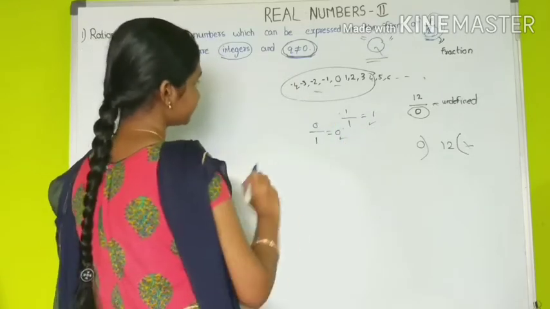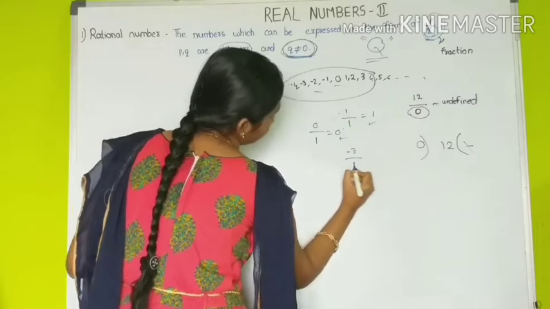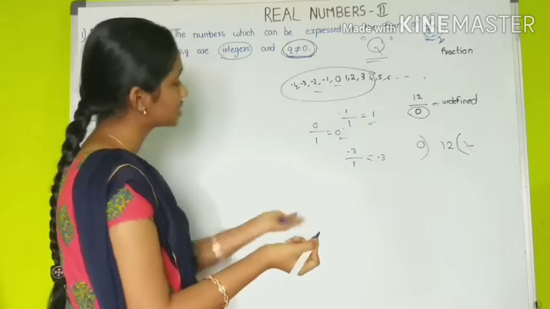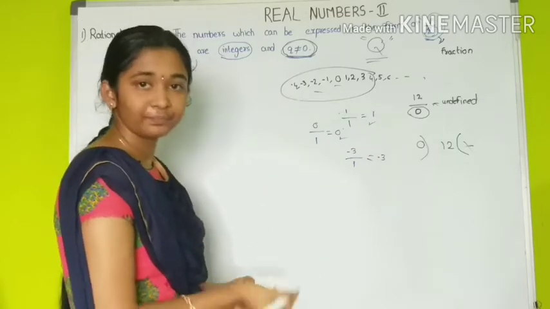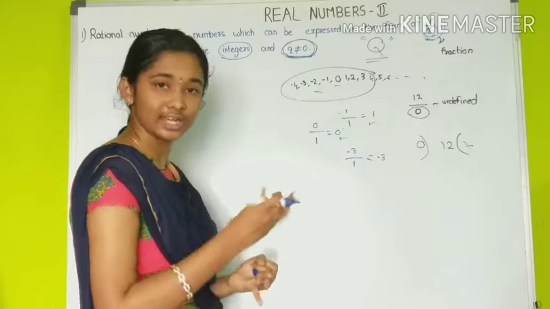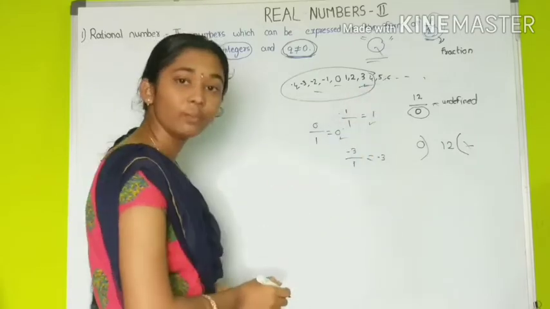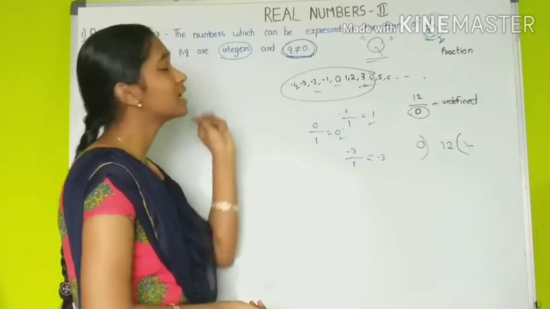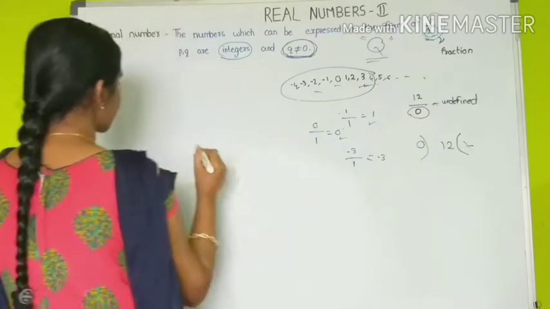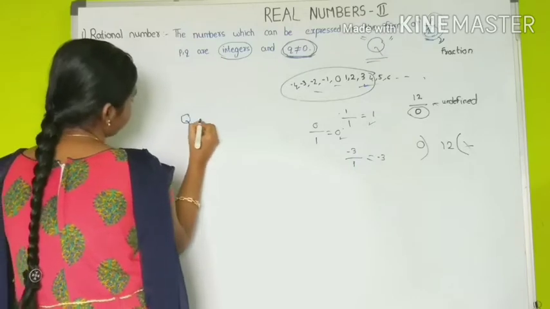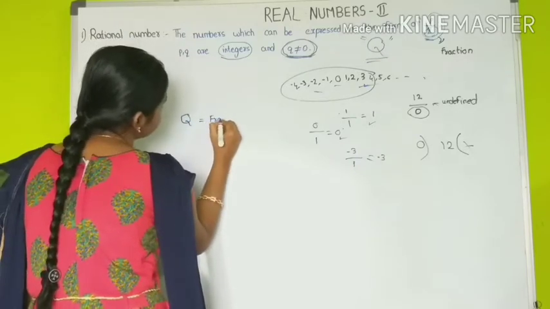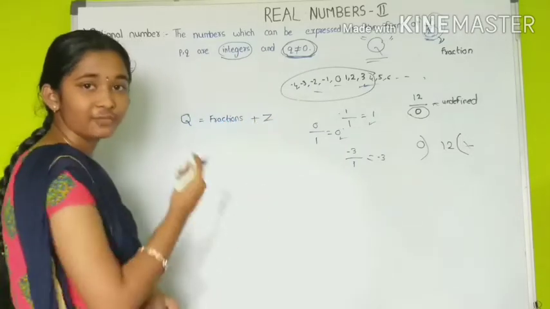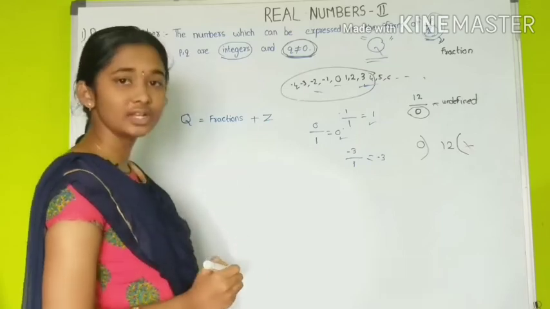When we take a negative number, say minus 2, we can simply put 1 in the denominator, and the value is still minus 2. It doesn't change. That means the negative numbers are also rational numbers. The 0 is also a rational number, and the positive numbers are also rational numbers. So all integers are rational numbers, but the integers don't involve fractions, whereas the rational numbers involve fractions. So we can write this condition as: the rational numbers, which are denoted by Q, are equal to fractions plus integers. They are just fractions added to integers, and these are called rational numbers.